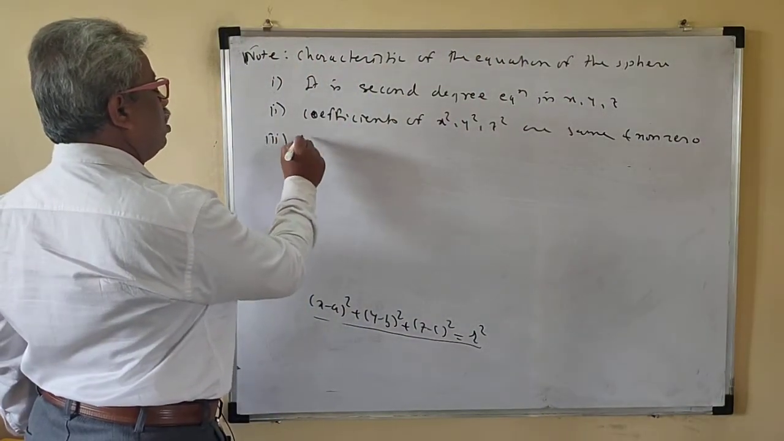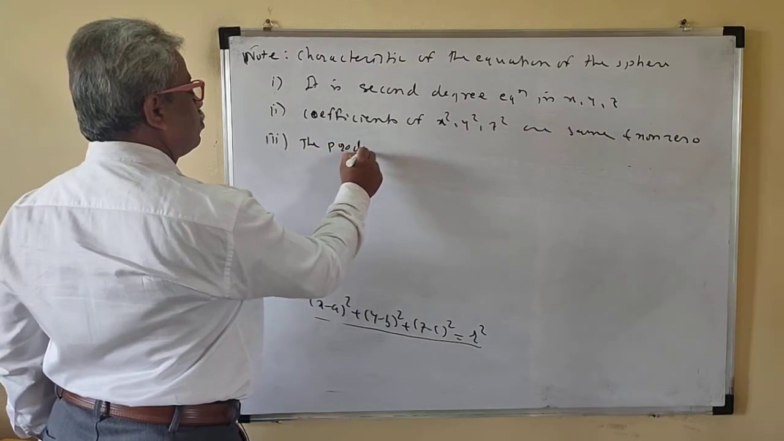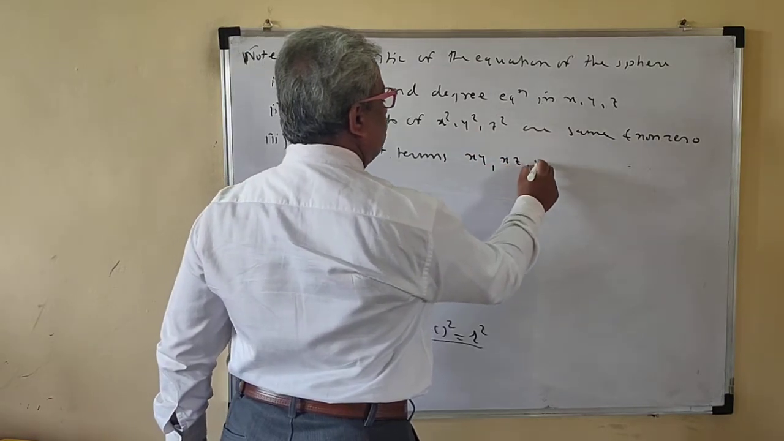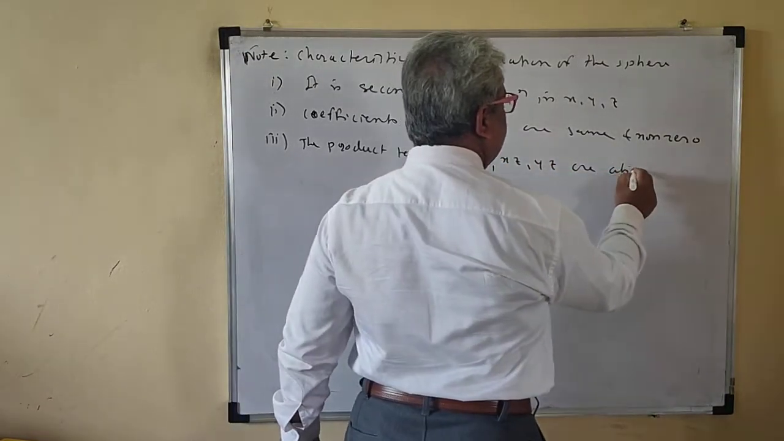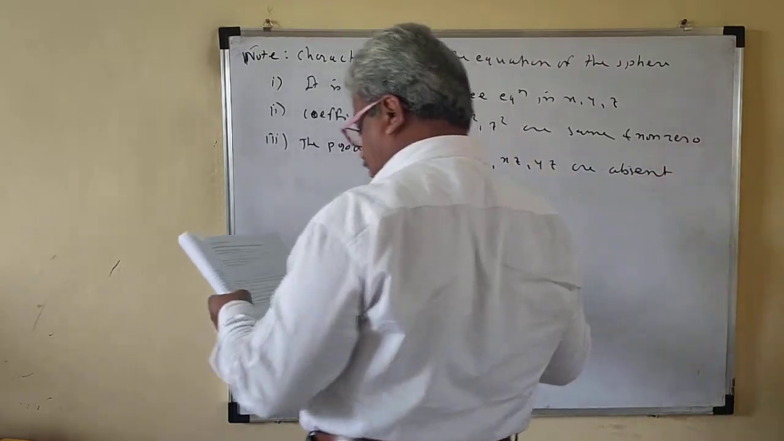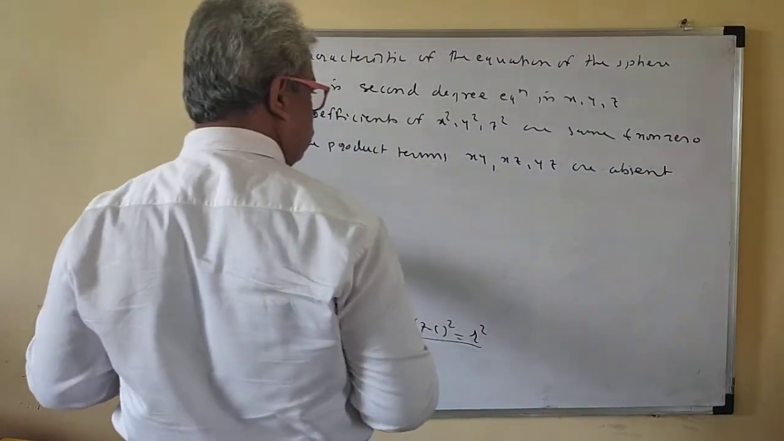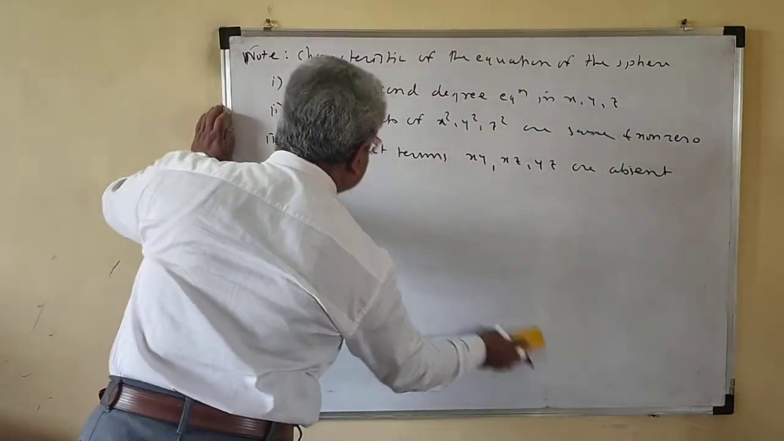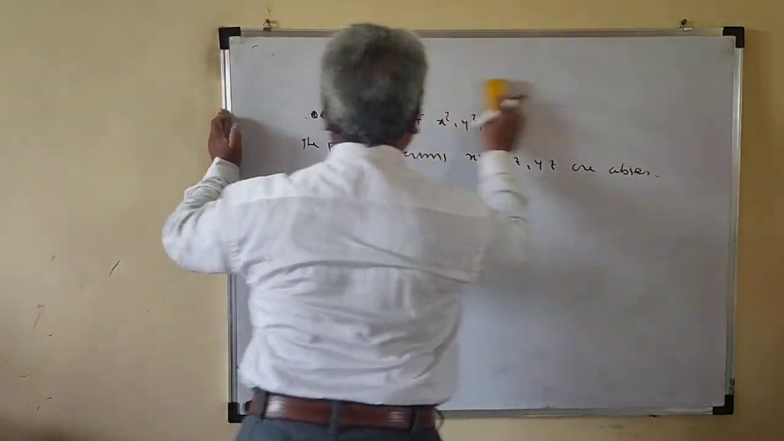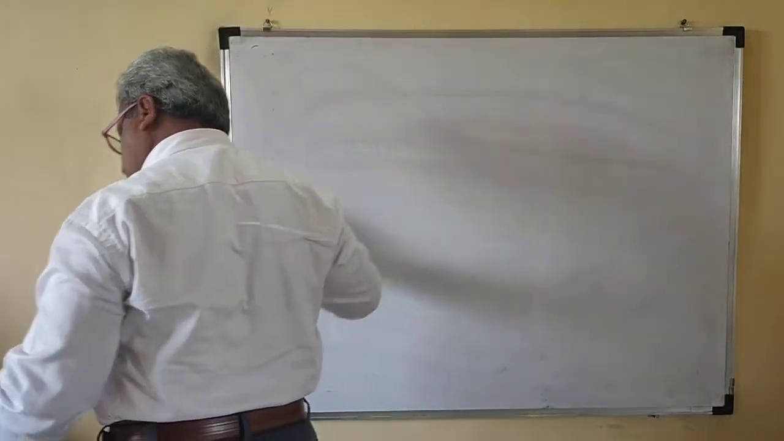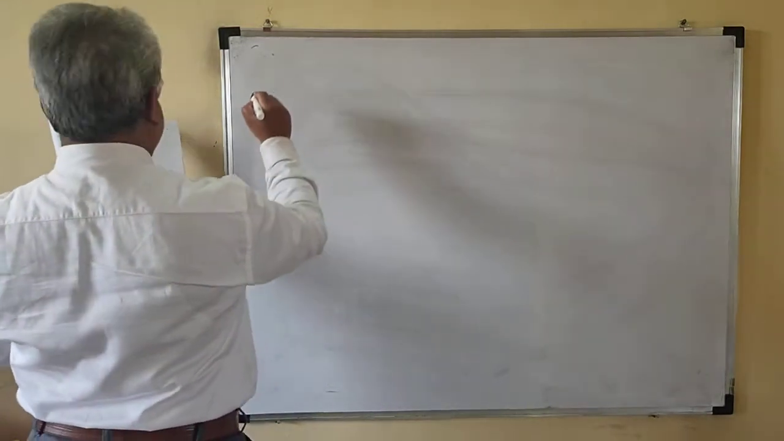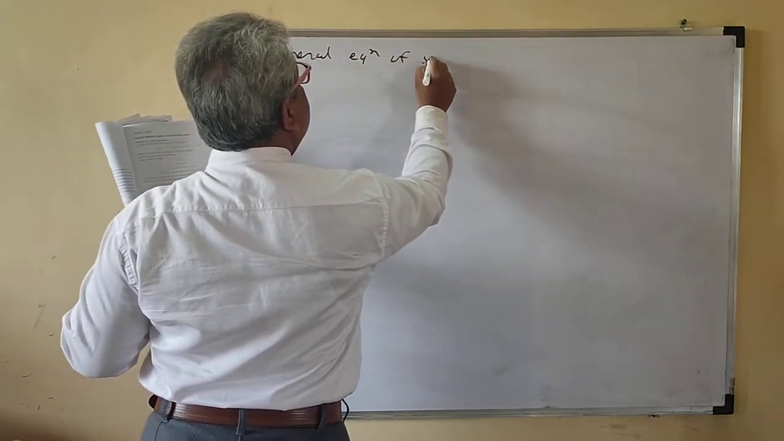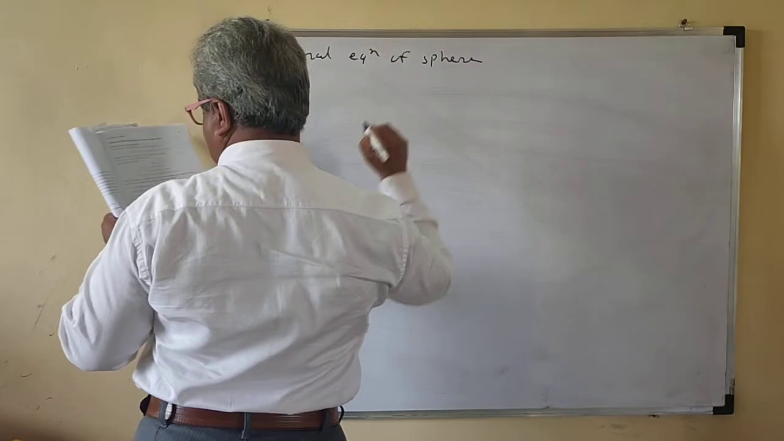And the third important point is what? The product terms xy, xz, yz are absent. Next, the general equation of the sphere.